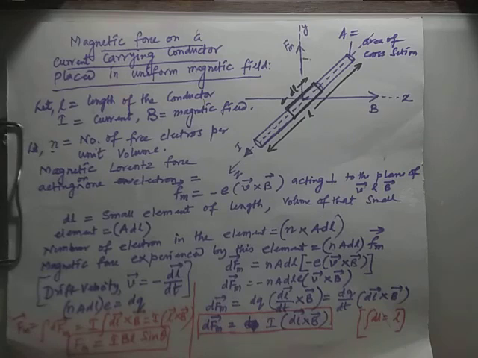Next class we'll continue with Fleming's left hand rule. So you can find out the direction of the force on a current carrying conductor placed in the magnetic field using Fleming's left hand rule. Okay, so today is up to this.